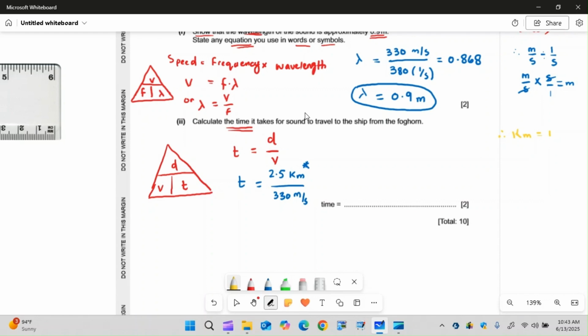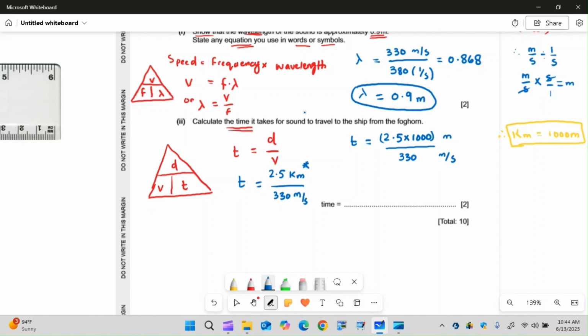So kilometer to meter, we know that 1000 meters are equal to 1 kilometer. So I have to multiply it by 1000. So the time taken will be equal to 2.5 times 1000 meters over 330 meters per second.